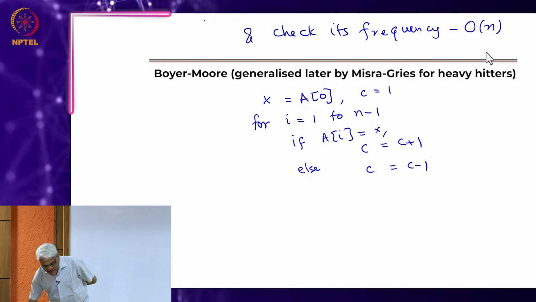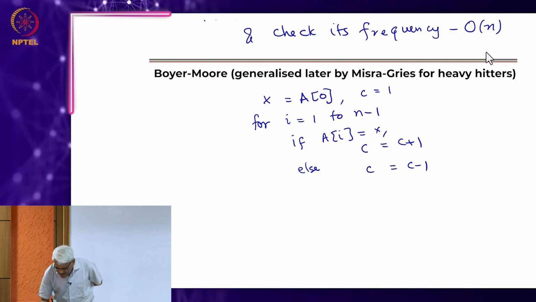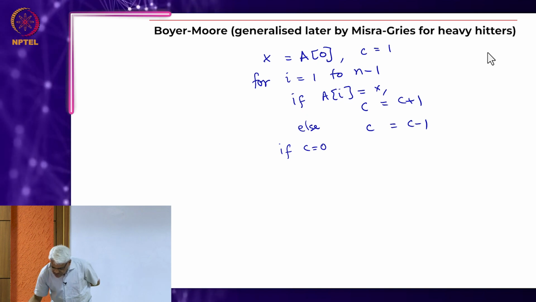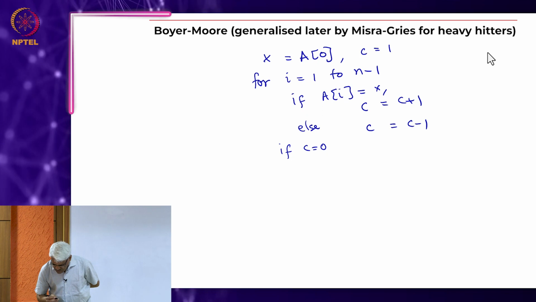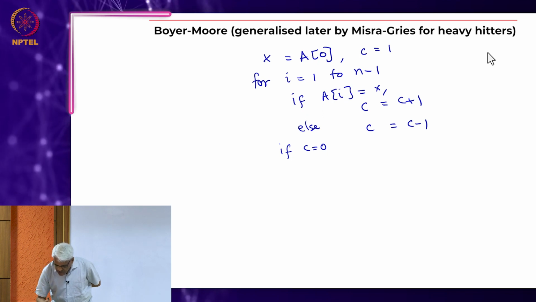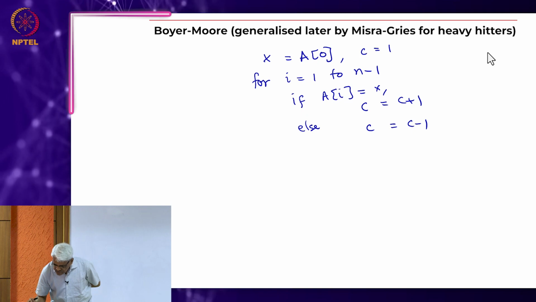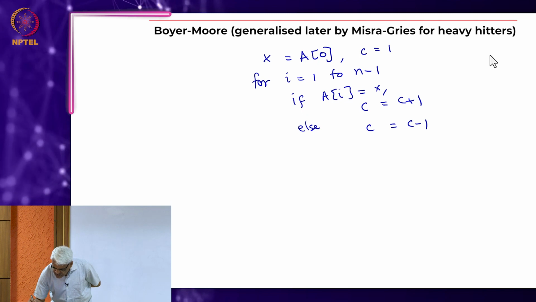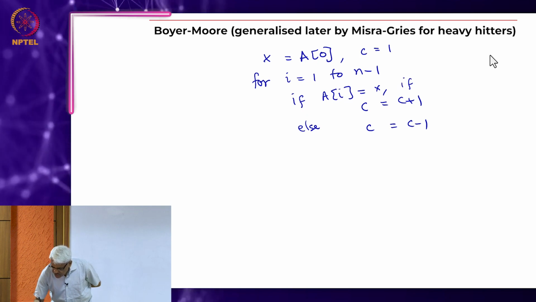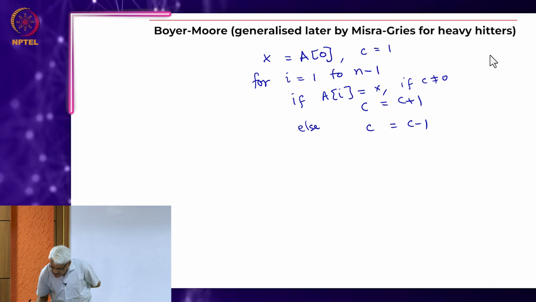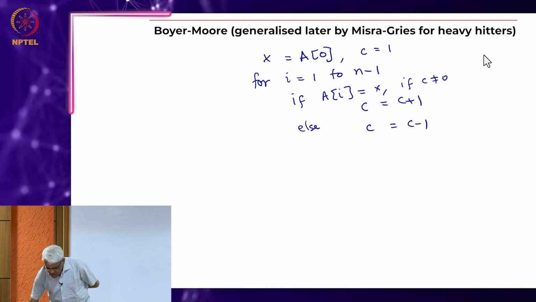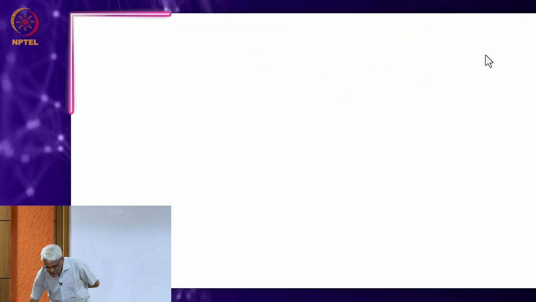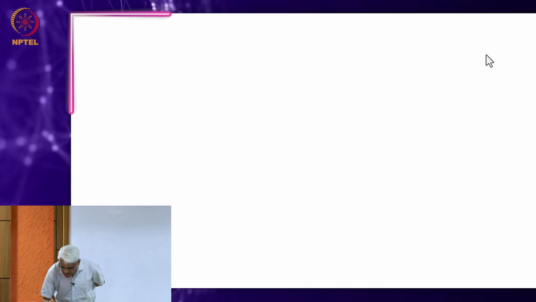It's much simpler to write in English than the code, but let me try. If c is equal to 0, maybe, yeah, if c is not equal to 0, okay, maybe I'll do it in English, then we'll come back to it. And maybe I'll do it with an example.